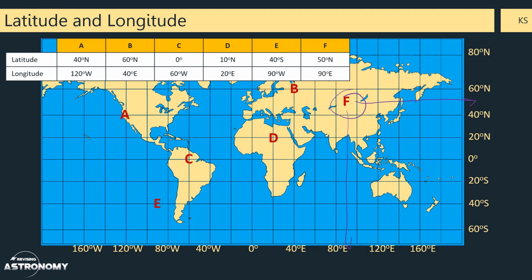So hopefully you can do those and you've completed our quiz and you're confident at estimating the latitude and longitude off a map. We'll finish up to see if we can do this the opposite way round in the next video.